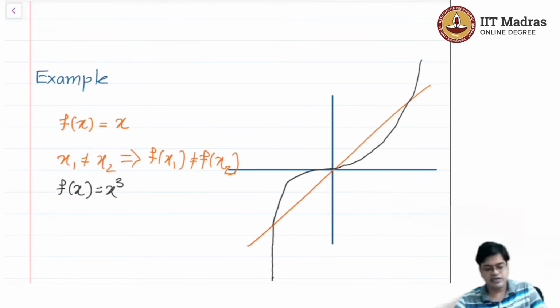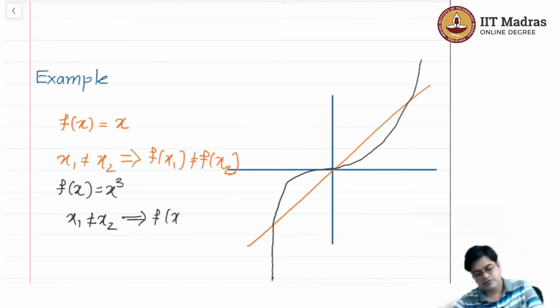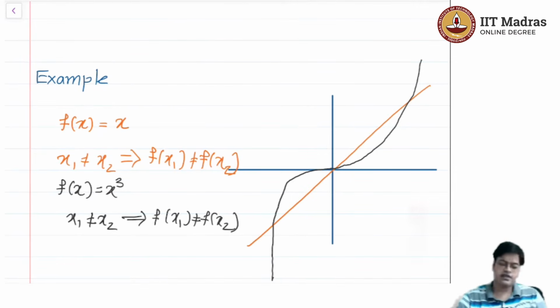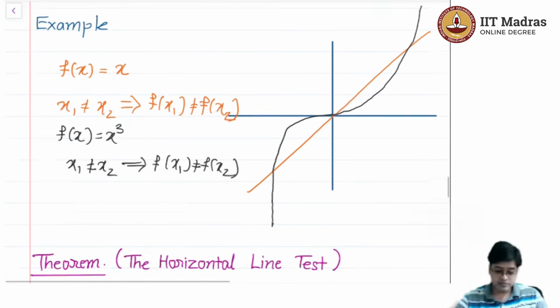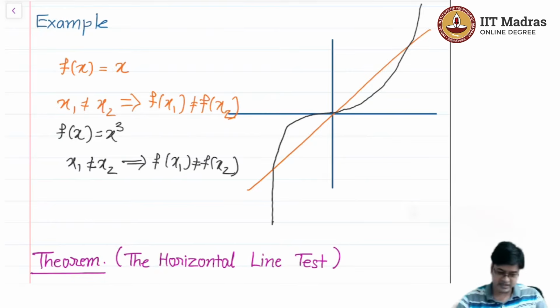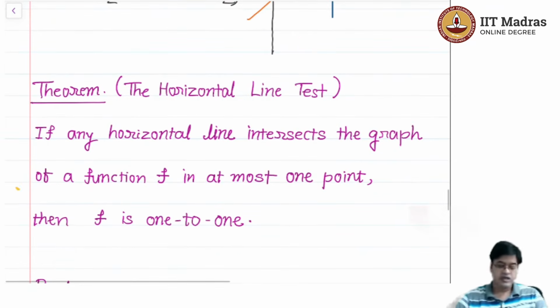And now you can easily make out that for x1 not equal to x2, f(x1) is not equal to f(x2). So again through the horizontal line test I have detected that the function is one-to-one. So let us write this particular test as a theorem. If any horizontal line intersects the graph of a function in at most one point, then the function is one-to-one. Okay.